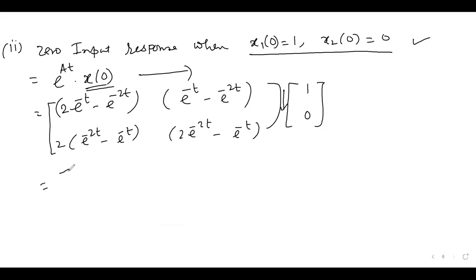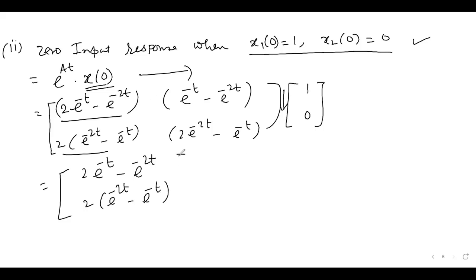So this will be 2 e to the power minus t minus e to the power minus 2t. Okay, this into this plus this into this will be 0, and this into this plus this into this will be 2 into e to the power minus 2t minus e to the power minus t. This is the zero input response. All right, this one is the zero input response. Next.